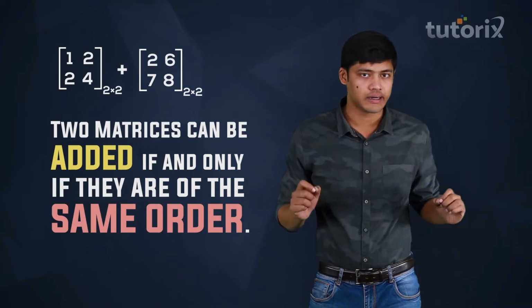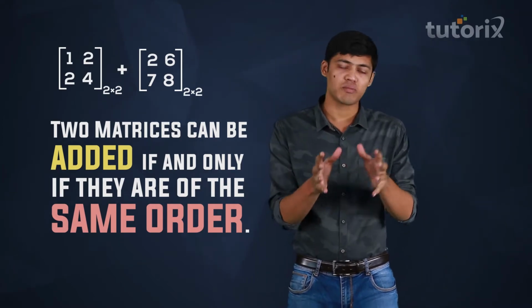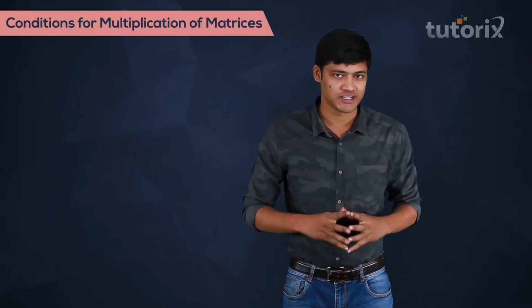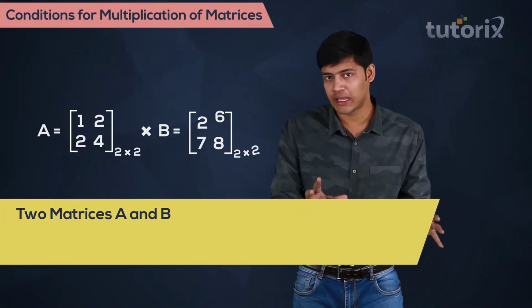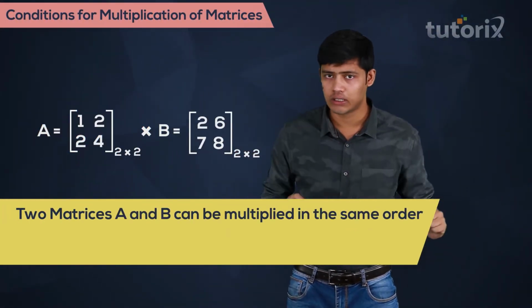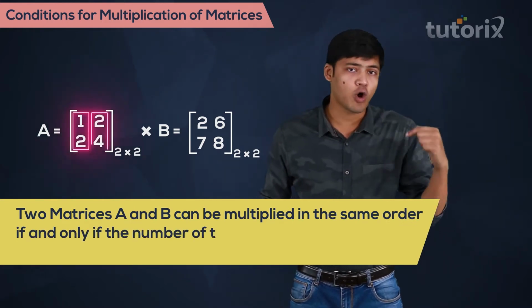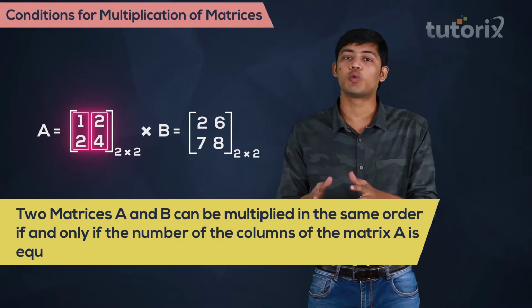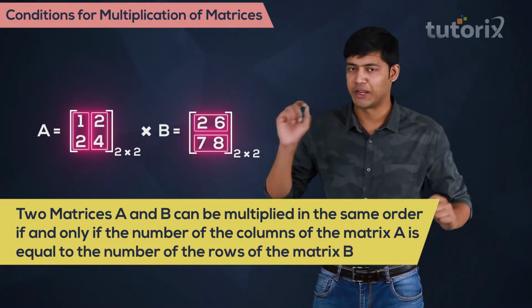Before we learn how to multiply two matrices, we should know that there are some necessary conditions that are required to multiply matrices. If you remember, two matrices can be added if and only if they are of the same order. Similarly, to multiply two matrices, there is a condition that needs to be satisfied by both the matrices. First, let's know that condition. Two matrices A and B can be multiplied in the same order if and only if the number of columns of the matrix A is equal to the number of rows of the matrix B.